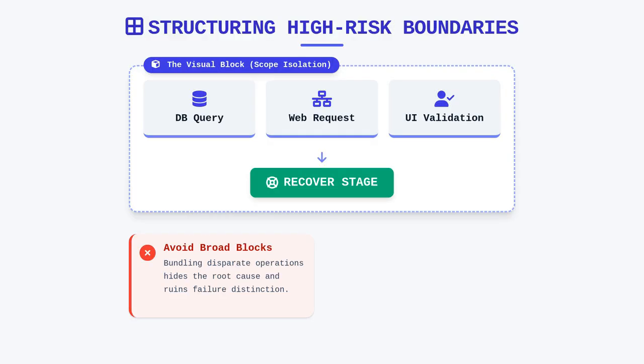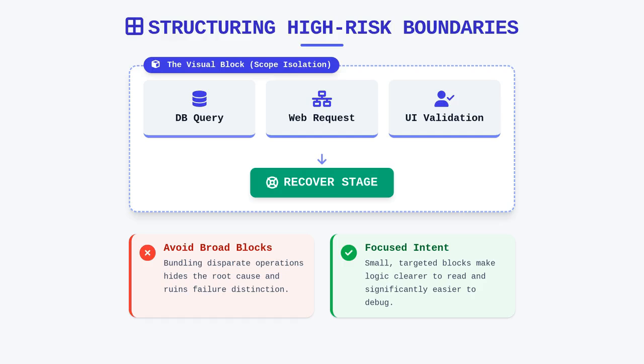If you bundle too many disparate operations into a single broad block, you lose the ability to distinguish between different types of failure. For example, a network timeout during a database query should be treated differently than a validation error in a user interface. By keeping blocks small and focused, you ensure that the recovery logic is specific to the intent of the operations contained within that boundary. This makes your logic clearer to read and much easier to debug when something eventually does go wrong during a production run.